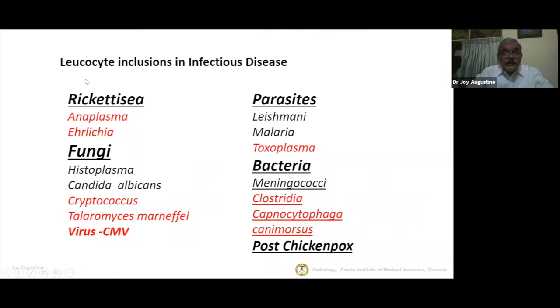Now, what are the leukocyte inclusions in infectious disease? You can find the actual organisms inside. Anaplasma, Ehrlichia, the ones marked in red, you are unlikely to come across. Cryptococcus, you may.